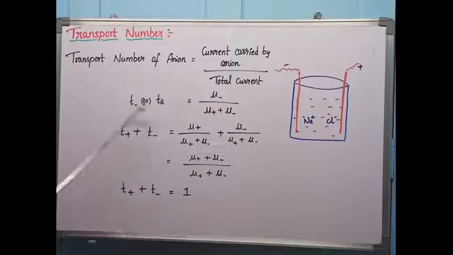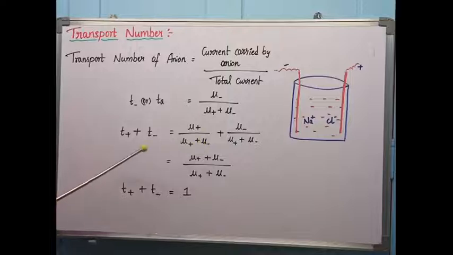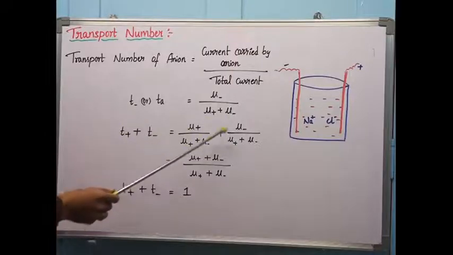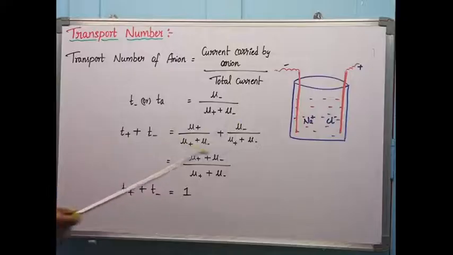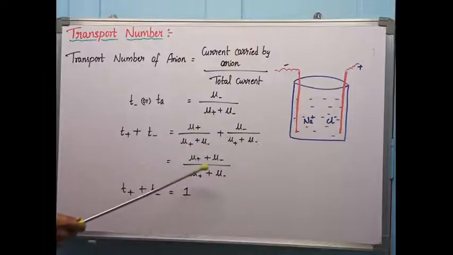If we add the transport numbers of the anion and the cation, we get mu plus divided by mu plus plus mu minus, which is the transport number of the cation, plus mu minus divided by mu plus plus mu minus, which is the transport number of the anion. Adding these gives mu plus plus mu minus divided by mu plus plus mu minus, which is 1. So the sum of the transport numbers of the anion and the cation is always equal to unity.